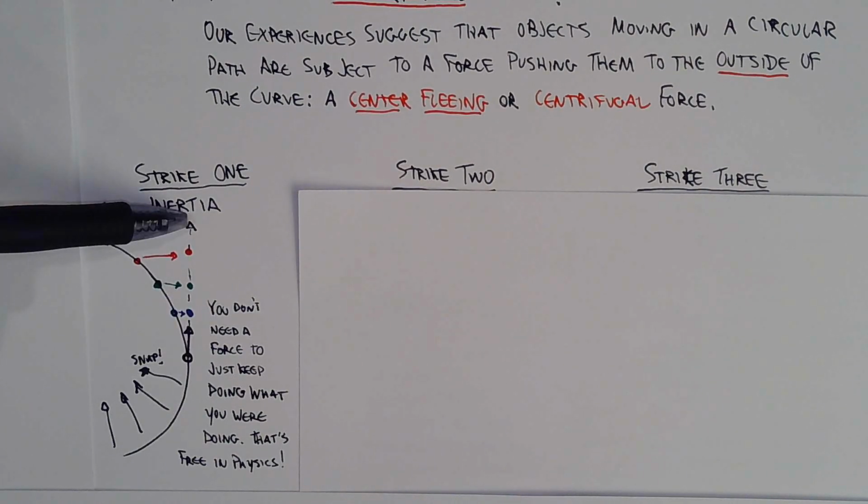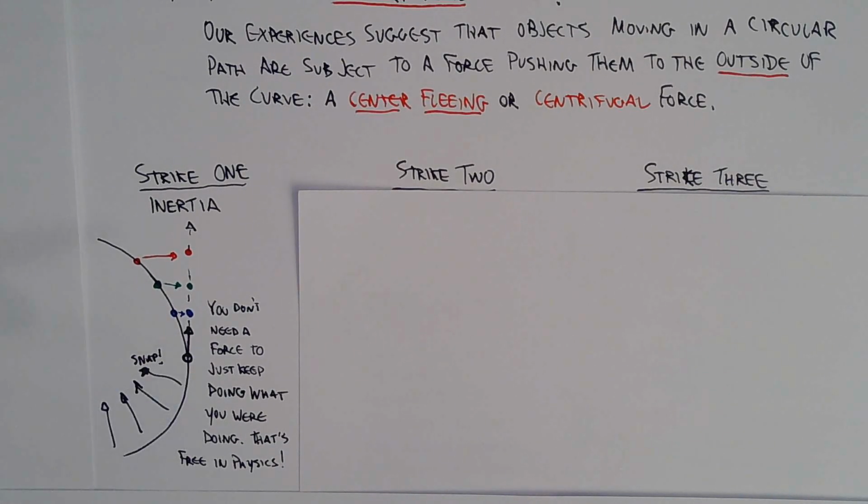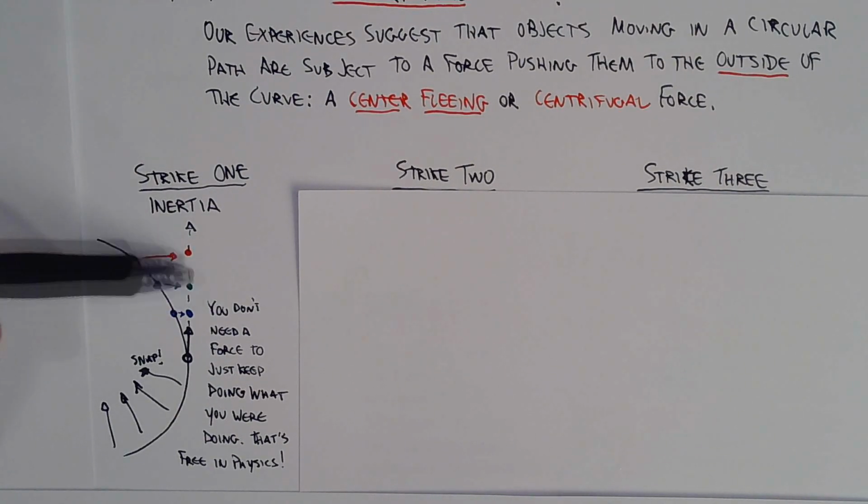This is free. All right? You don't need an extra force to keep doing what you were doing. That's free in physics. It's the concept of inertia. So to argue you need a force pushing you to the outside is an incorrect interpretation of the physics. You do not need a force pushing you to the outside. The quote-unquote outside of the curve is the direction you would naturally go anyway. You need a force to keep you from going out of the curve.